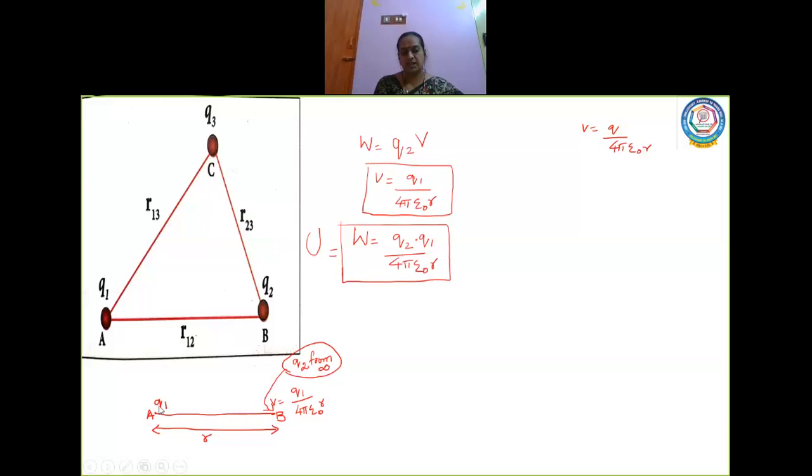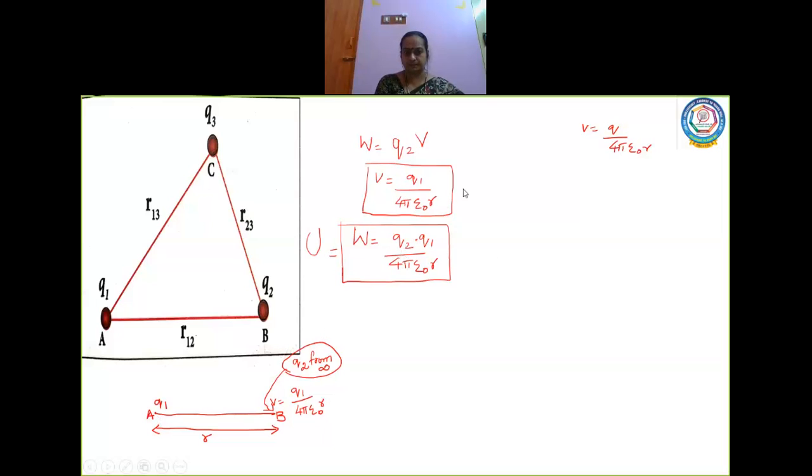You will not have any charge here. You will have only Q2 here. What is the potential at A? I will write the potential at A as V is equal to Q2 by 4 pi epsilon naught R. Then I bring a charge Q1 from infinity to A. Now what will be the potential? Again you will have the same formula.